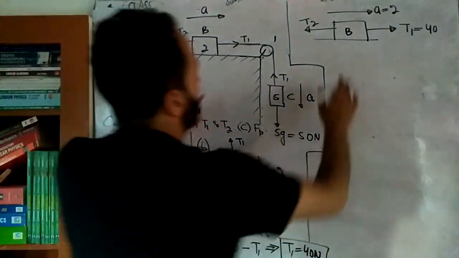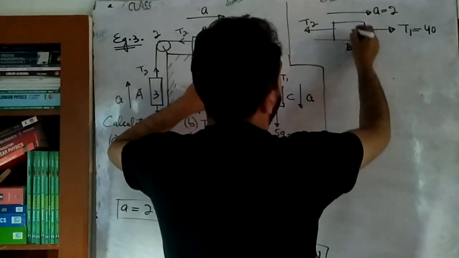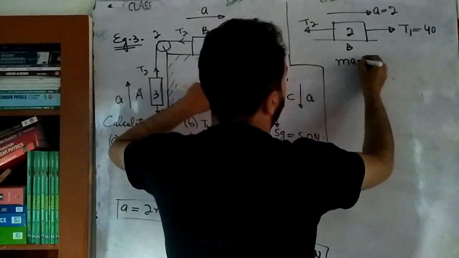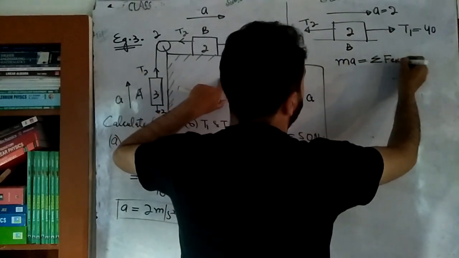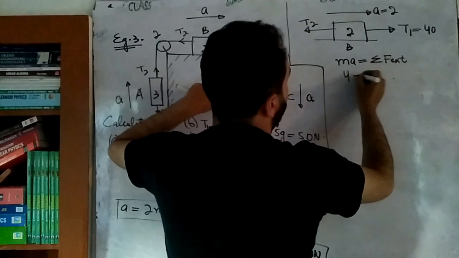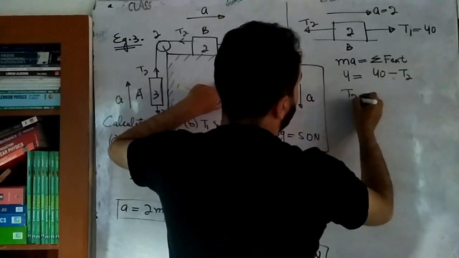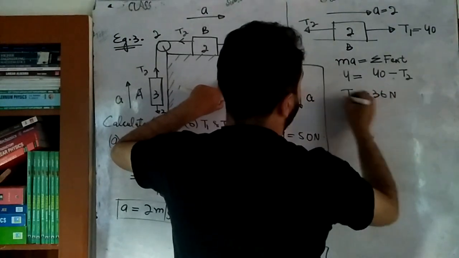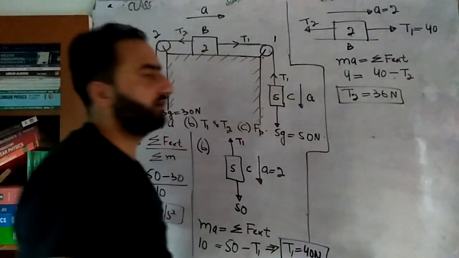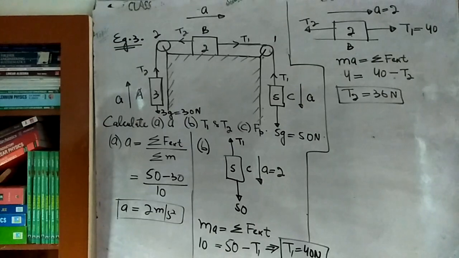This is block B, its mass how much? That's 2 kg. So this is block B, its mass is 2 kg. So again ma equals the summation of all the external forces. ma is 2 twos are 4. Take this positive 40 minus T2. T2 will come here, so the answer will be 36 Newton. 40 minus 4, that's 36 Newton. ठीक है ना बेटा? Then you will have to calculate the force on the pulley.